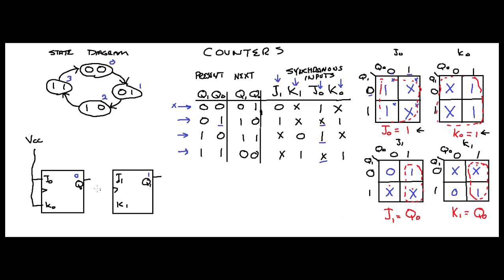Now J1 and K1, remember this is Q0 right here. J1 and K1 are both equal to Q0, right? So there's your input right there, you see? Now look, what about your outputs? I'll bring it up here for you. So this is your Q0 output right here, and here's your Q1.